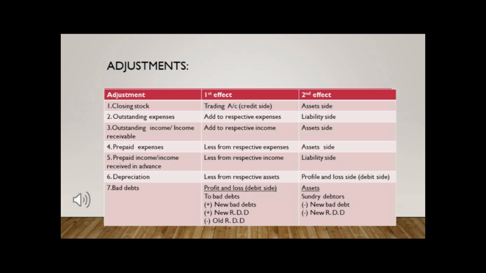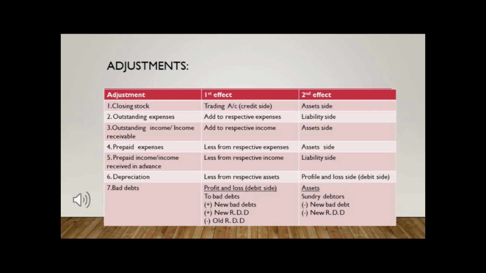So we have to remember whether it is outstanding expenses or outstanding income, the first effect is going to remain same, that is add, and the second effect we have to remember like this. If it is expenses, it will come on the liability side, and if it is income, it will come on the asset side.